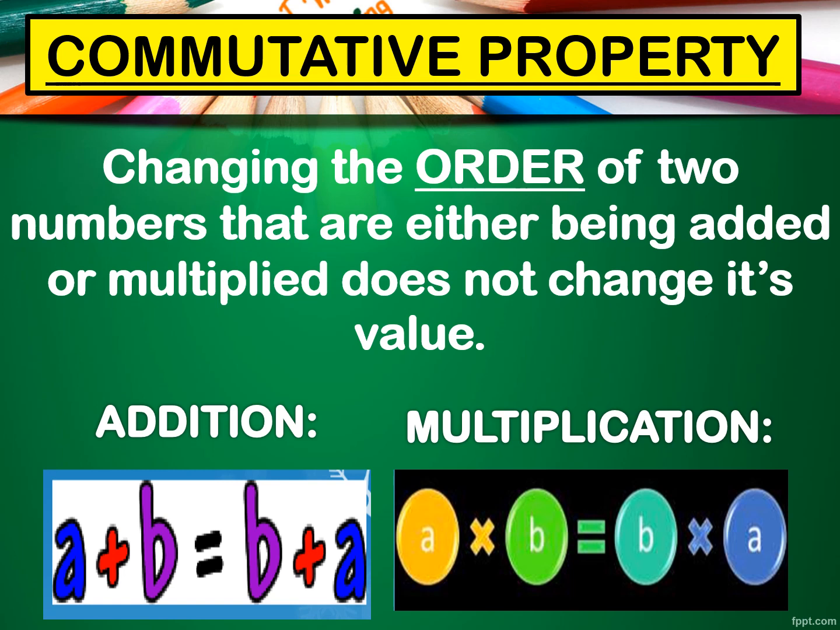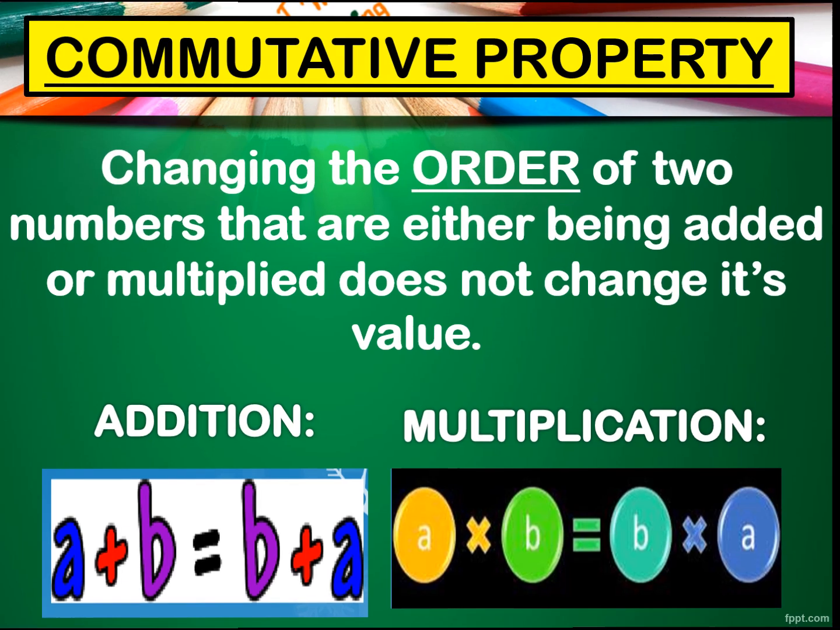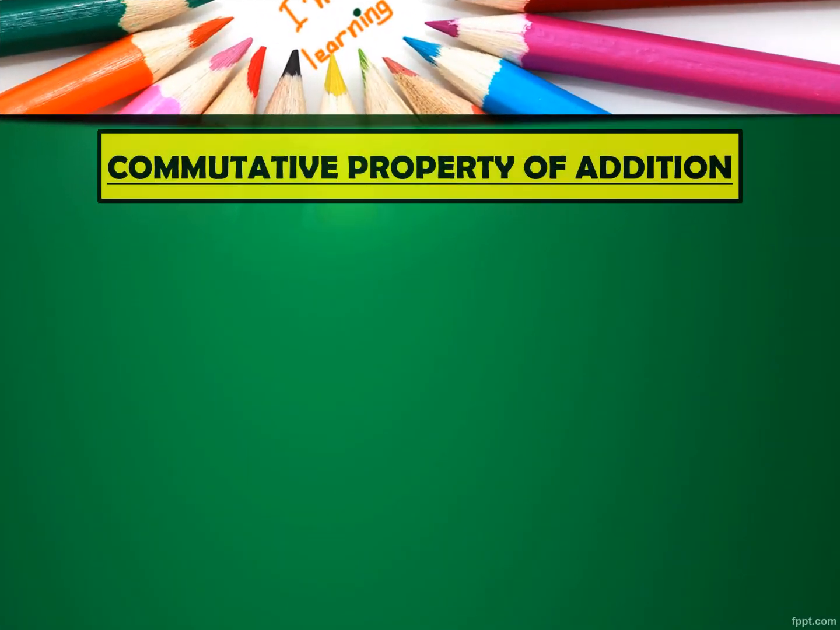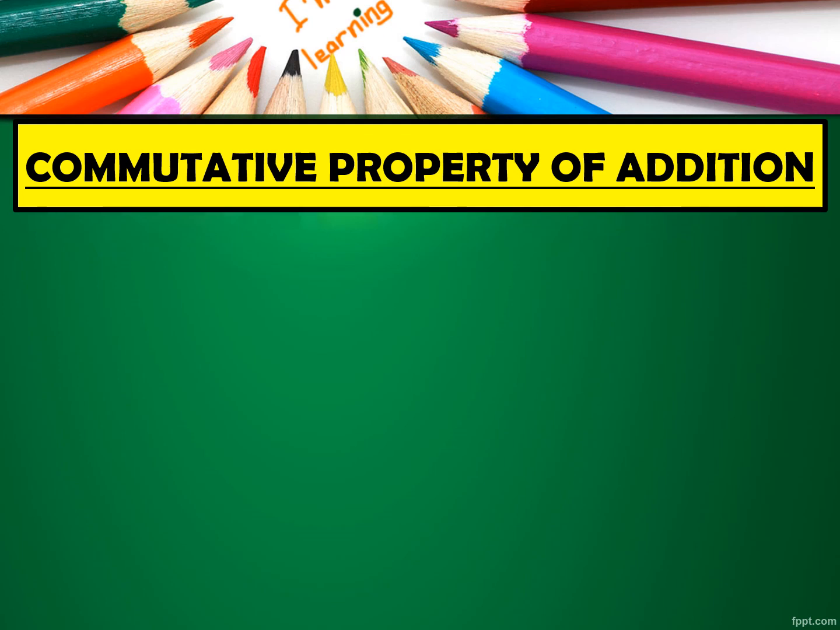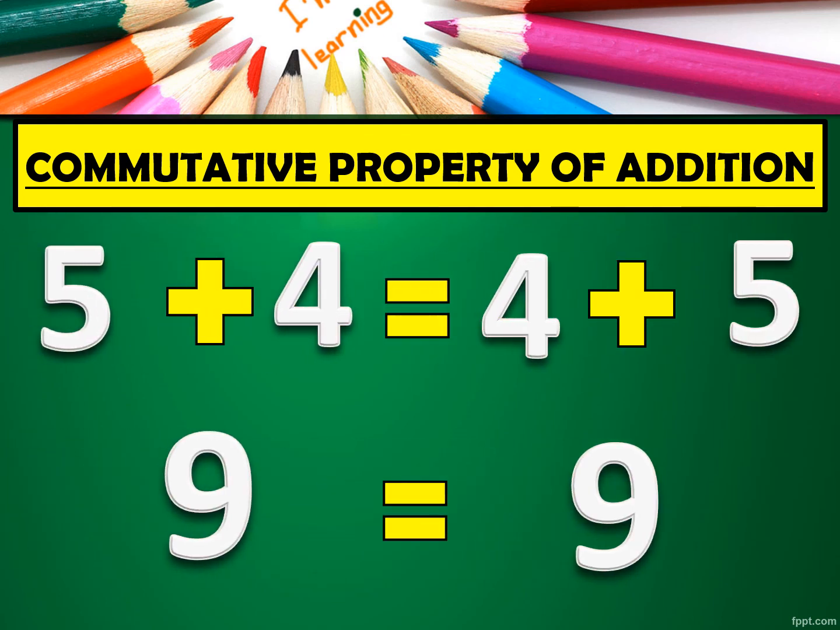So, A times B is also equals to B times A. Parang magkatulad pa rin yung sagot, diba? AB, AB. Let's have more examples. Let's have the commutative property of addition. So, we have 5 plus 4 is equals to 4 plus 5. 9 is equals to 9, right? Why? Because 5 plus 4 is equals to 9 and then 4 plus 5 is equals to 9.